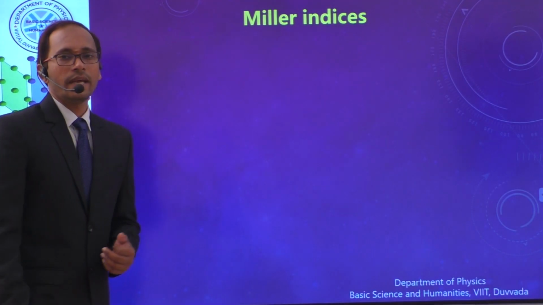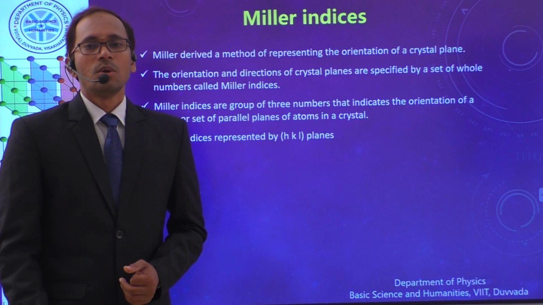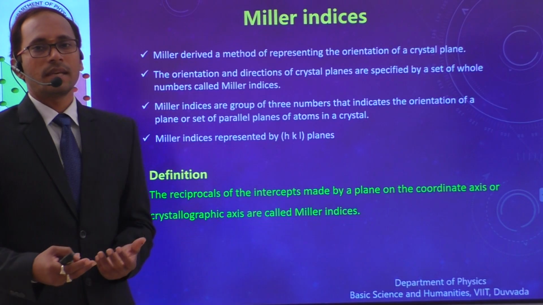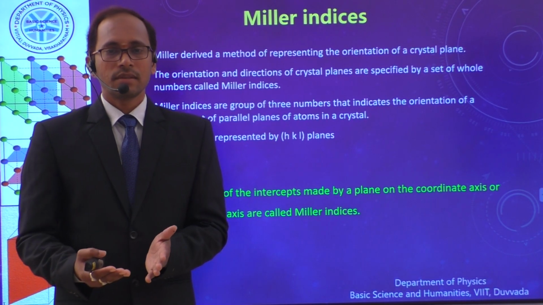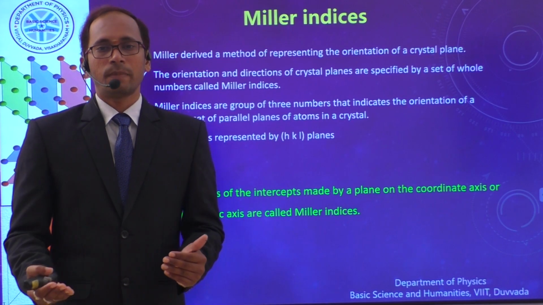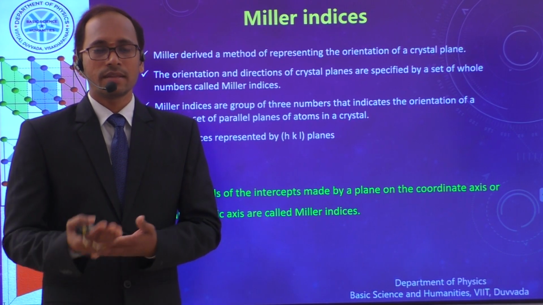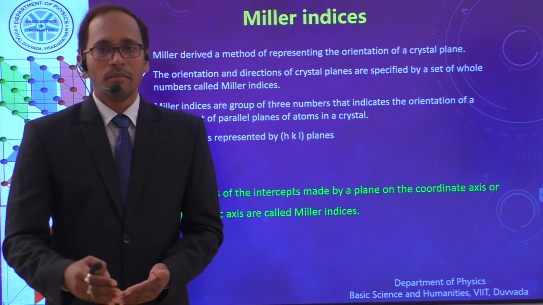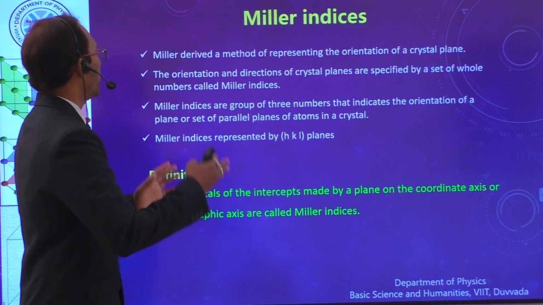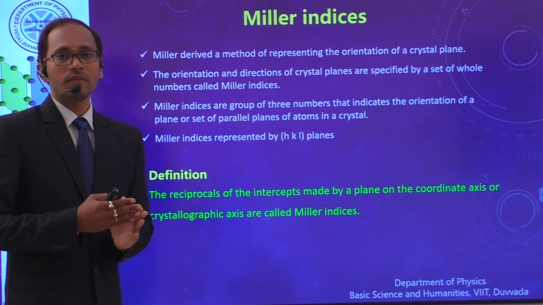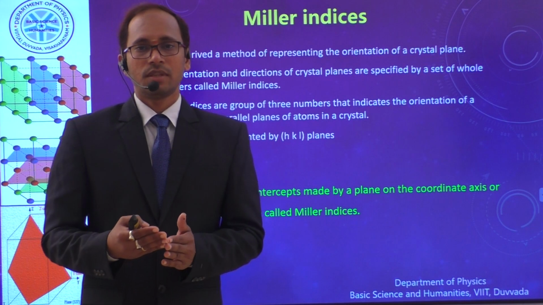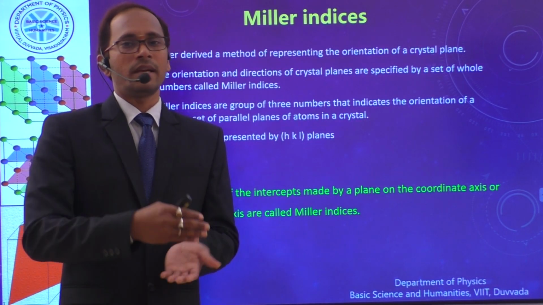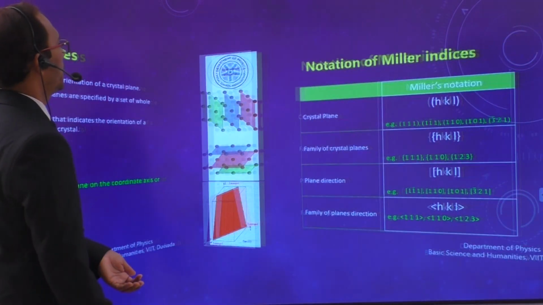For that, Miller has given some notation. He said that for the planes in a crystal, if you take the intercepts of those planes, the reciprocals of the intercepts of that plane with a crystallographic axis give the Miller indices. That means Miller indices is only a representation of the orientation of the plane. If you take a plane, the orientation of that plane gives the Miller indices. How to do this, Miller indices?